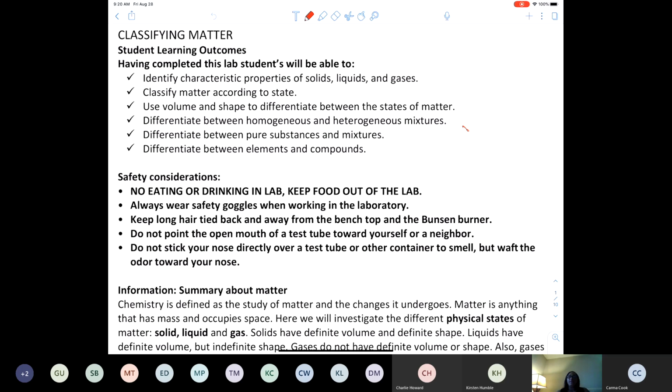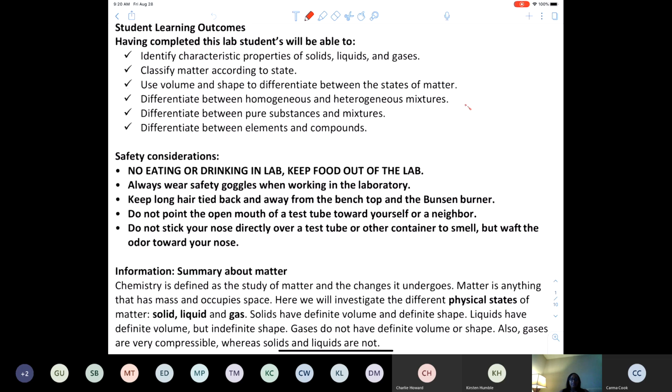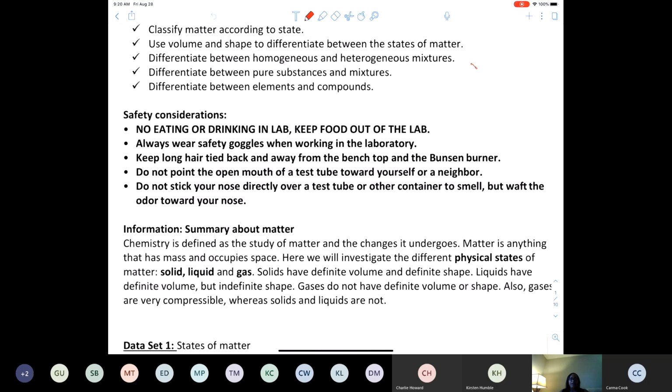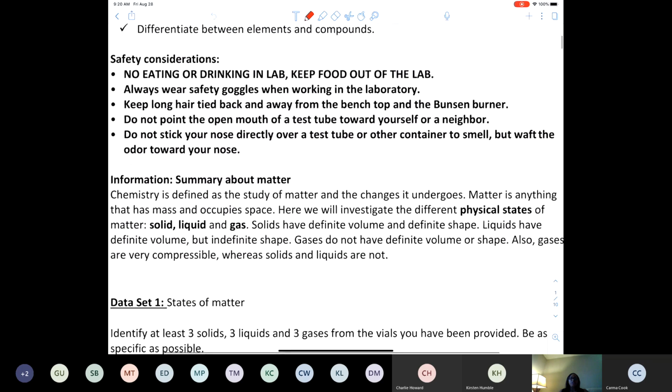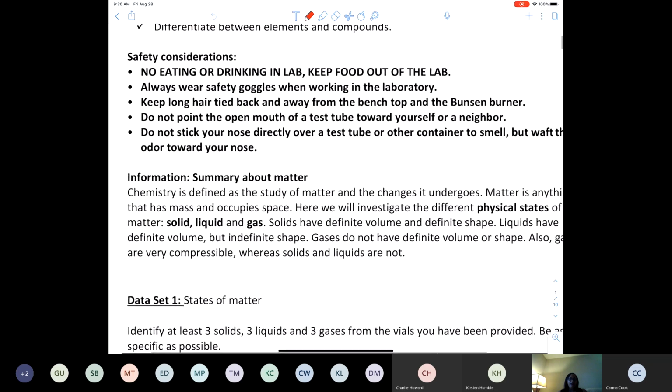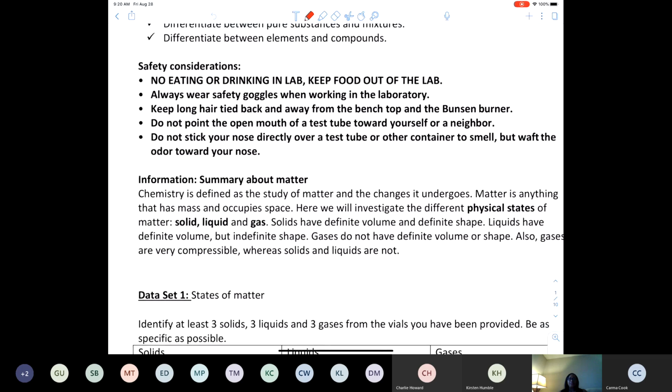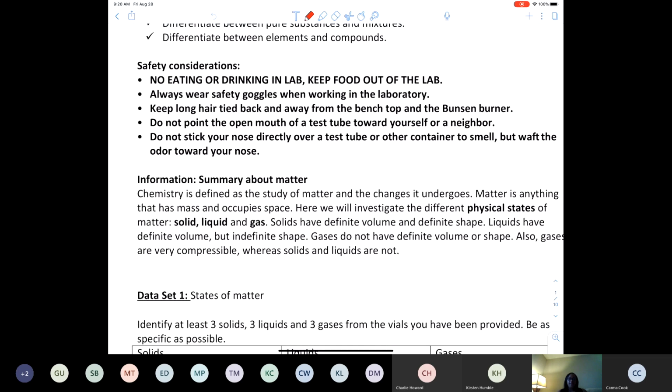And so if we were in the lab and working with the substances that we'll see in the video, these would be the safety considerations that we would want to follow. And these are, most of them, general safety considerations that you would practice in any chemistry lab, no matter what experiment that you're doing. Things such as no eating or drinking in the lab, so on and so forth, and wearing safety goggles.